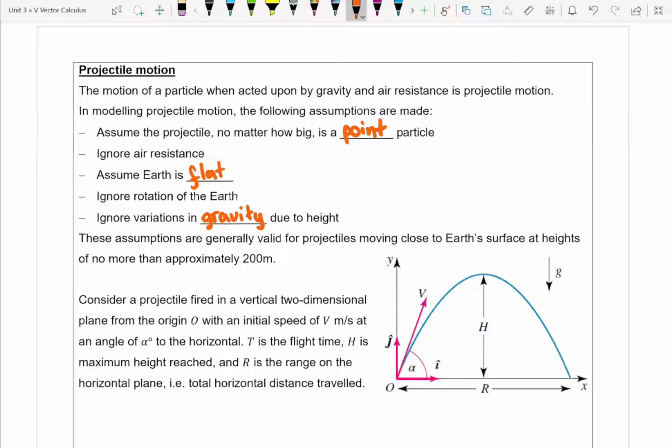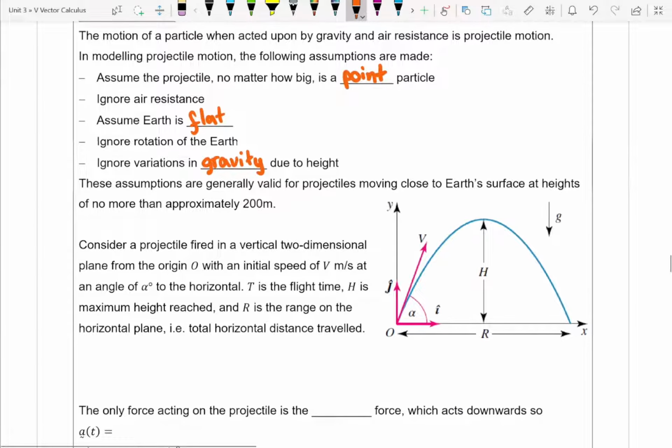However, we don't accommodate for that because there's such little change in the height and in the gravity when comparing it to the radius of the Earth, which is such a huge value. These assumptions are generally valid for projectiles moving close to Earth's surface at heights of no more than approximately 200 meters.